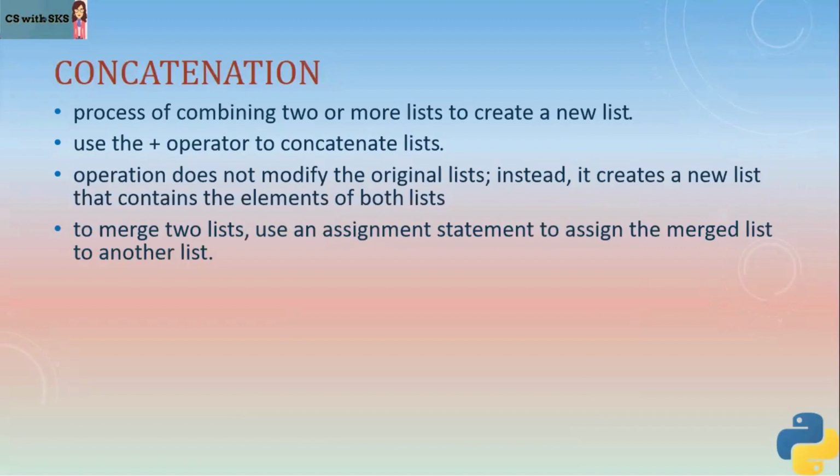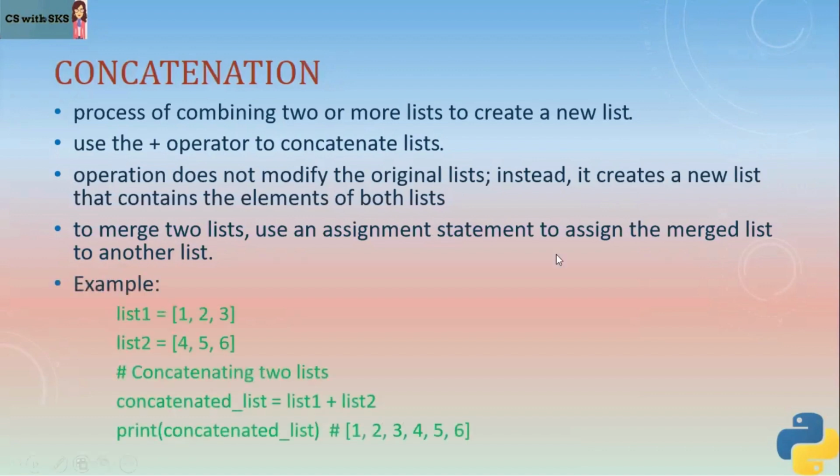But in case you want to merge two lists, then you can use an assignment statement to assign the merged list to another list. So for example, if you want the items of list 1 and list 2 to be stored in list 1 only, then you will write list 1 is equal to list 1 plus list 2. So whatever elements are there in list 1, whatever elements are present in list 2, they both will be merged and stored in list 1 only. So you are changing it using an assignment statement, right?